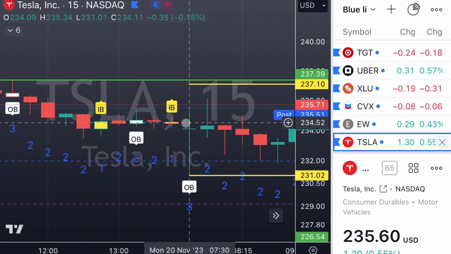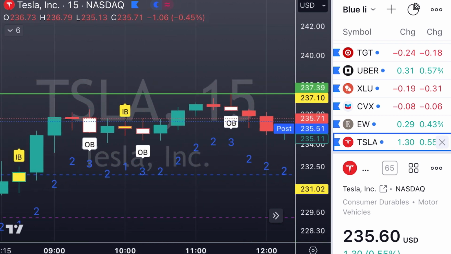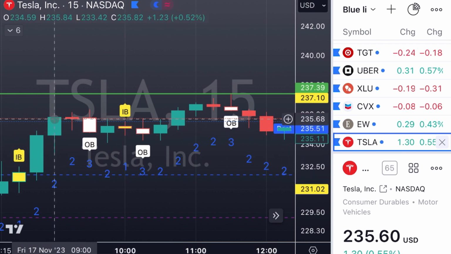Inside bar. This one ended up being an outside bar, so we went to a 1-3 setup. Inside bar, didn't work out. Inside bar, went outside bar, didn't work out. Here's an inside bar, boom, to the upside.